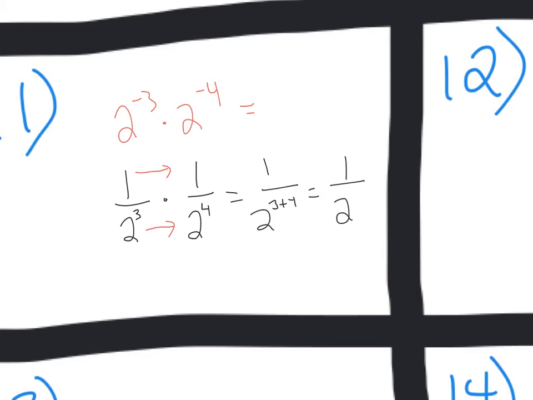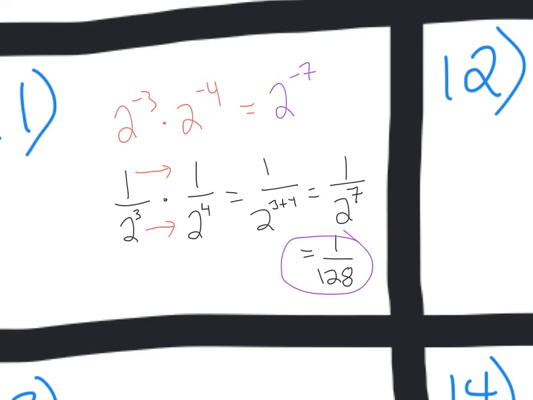1 over 2 to the 7th. There we go. You could leave it like that, or you can go ahead and actually simplify 2 to the 7th. You can punch that into a calculator, and that would get you 1 over 128. So I'll accept either of those answers. Another answer that I'll accept is actually going to be 2 to the negative 7th. Right? Because negative 3 plus negative 4 gets you negative 7.